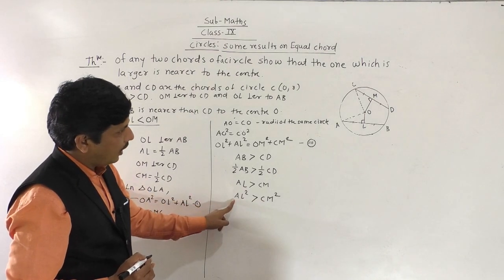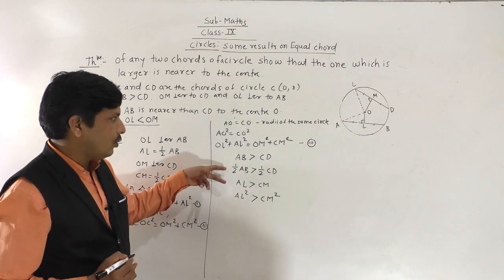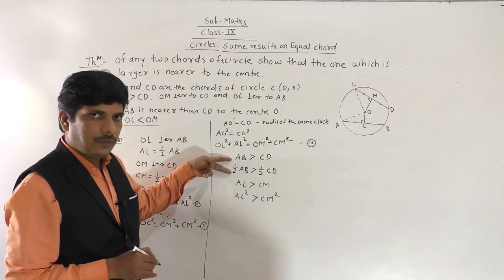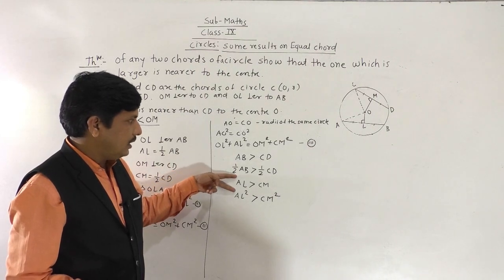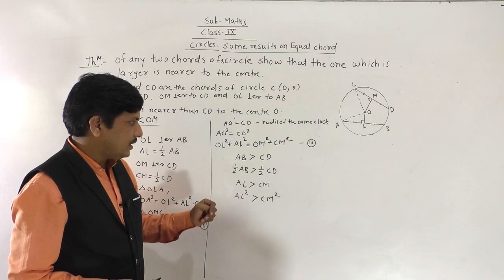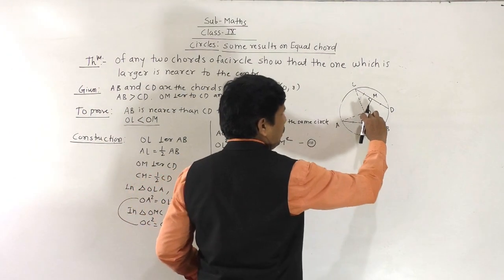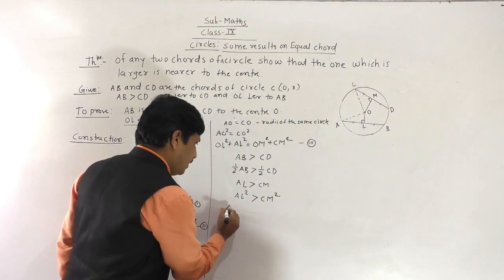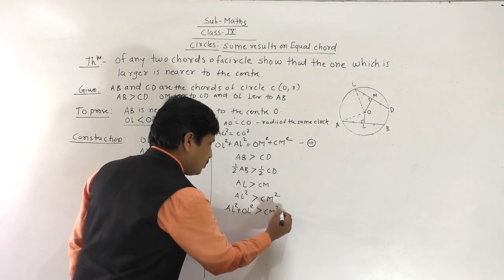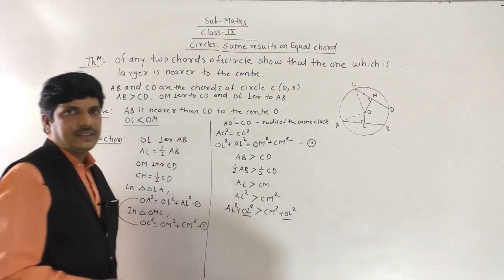Now we need to add OL square to both sides. Got it, everybody? What we have done: AB is greater than CD, so half of AB is also greater than half of CD. Half of AB is equal to AL, half of CD is equal to CM. AL is greater than CM, so AL square is also greater than CM square. Now we will add OL square to both sides. So AL square plus OL square is greater than CM square plus OL square, because we are adding the same part to both the LHS and RHS.